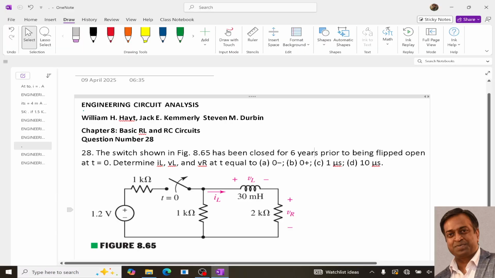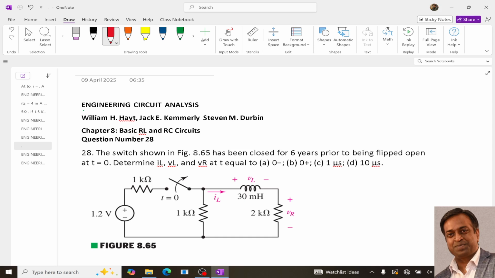Hello guys, in this video I am going to tell you the solution of question number 28 of chapter 8 from the book Engineering Circuit Analysis by Hayt, Kemmerly and Durbin. The question says that for the switch shown in this circuit, this switch has been closed for 6 years prior to being flipped open at t equals 0.